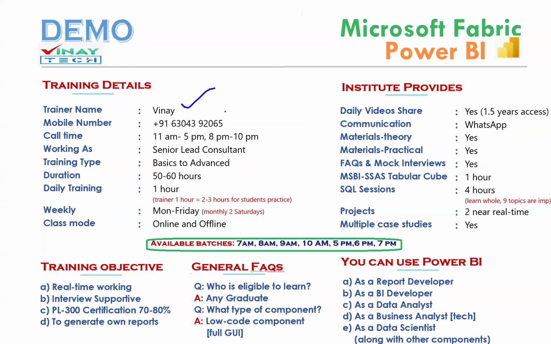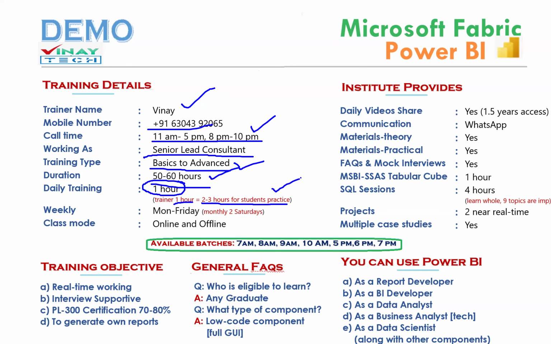So my name is Vinay, and this is my contact number, and this is the call timing. More than 10 people called me yesterday to discuss their personal profile, career sessions, and many other reasons. Really thanks for that. Thanks for showing your interest. I'm working as a senior lead consultant. Training is basics to advanced. 60 hours is the training duration. Daily training is 1 hour. And my 1 hour equals 2 to 3 hours of practice for you. That's the reason I'm not taking any fast track classes. From tomorrow or today, we'll start the practical part.